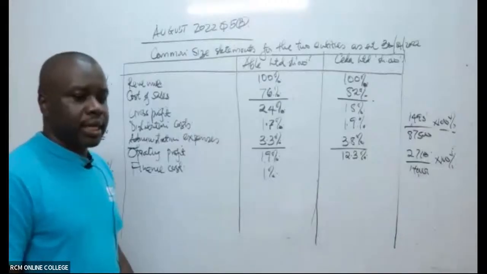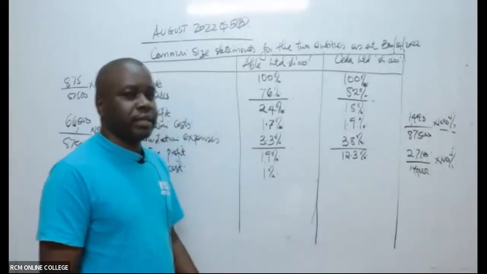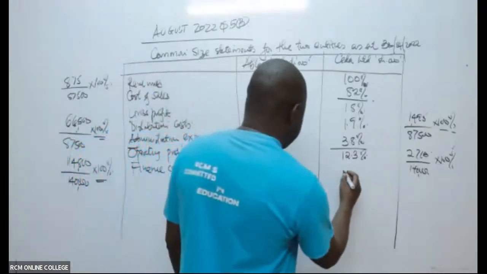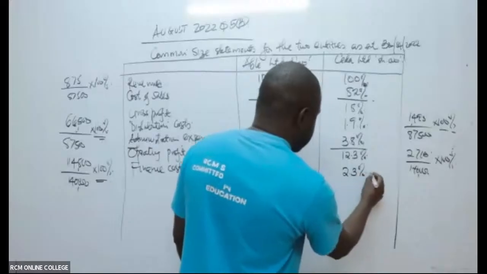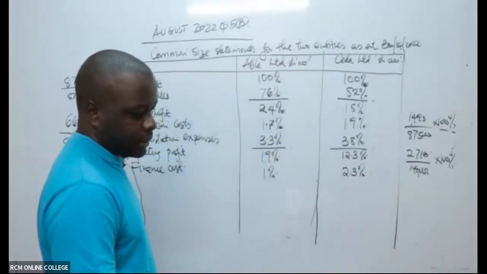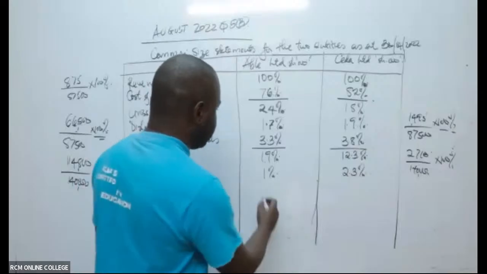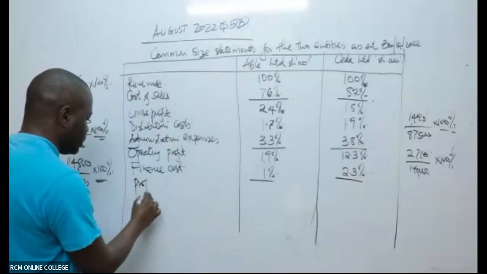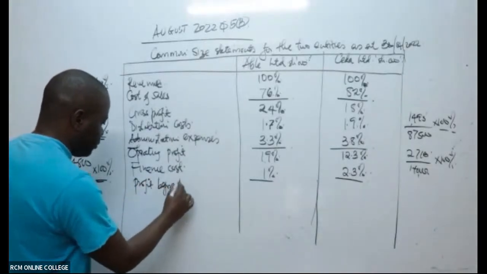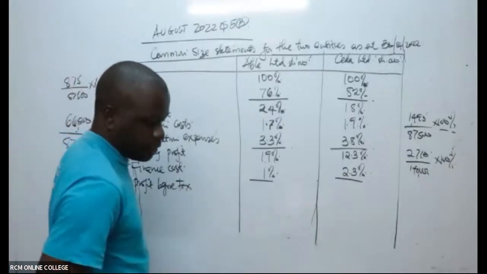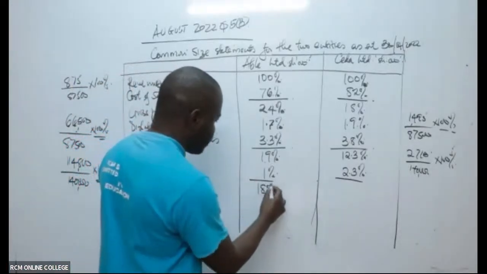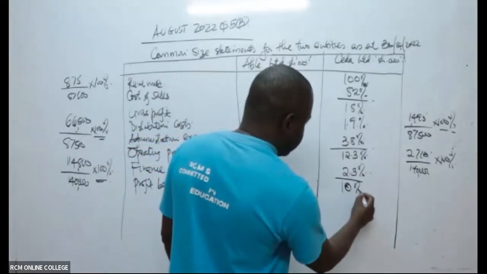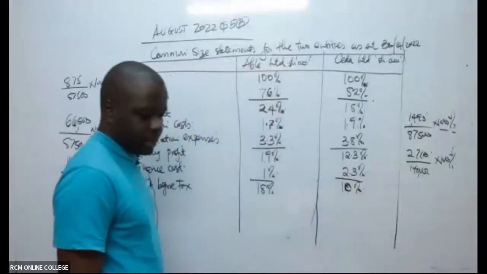Just the same procedure. So 2.25%. We can round off to one figure. That will be 2.3%. Then the profit before tax, you get the difference there. You'll be able to get 18%. This one you'll get, is it 10%? You'll get 10%.